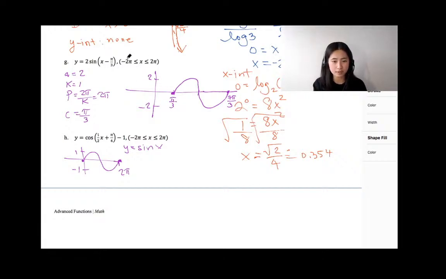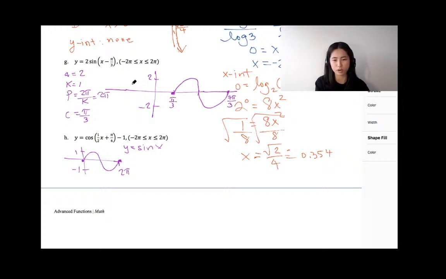And then, because it's from negative 2 pi to 2 pi, just make sure you also draw things on the left side, right? If you want to figure out what one period is coming from the left side, I typically add pi over 3 to 2 pi. But in this case, because it's on the left side, you need to subtract. So pi over 3, let's try this, minus 2 pi. You're going to get negative 5 pi over 3, right?